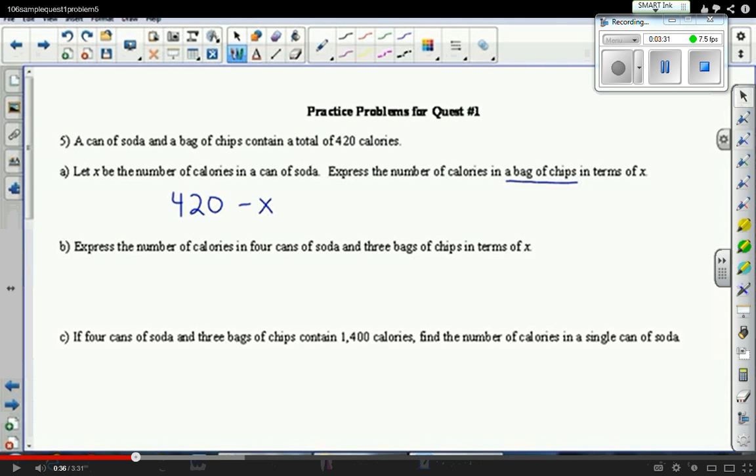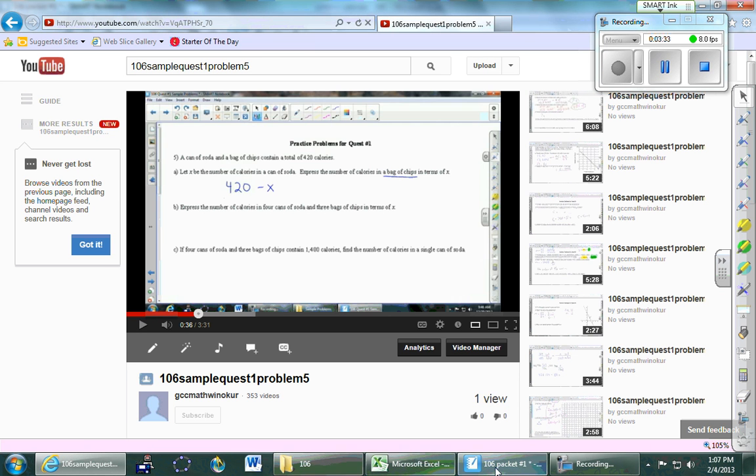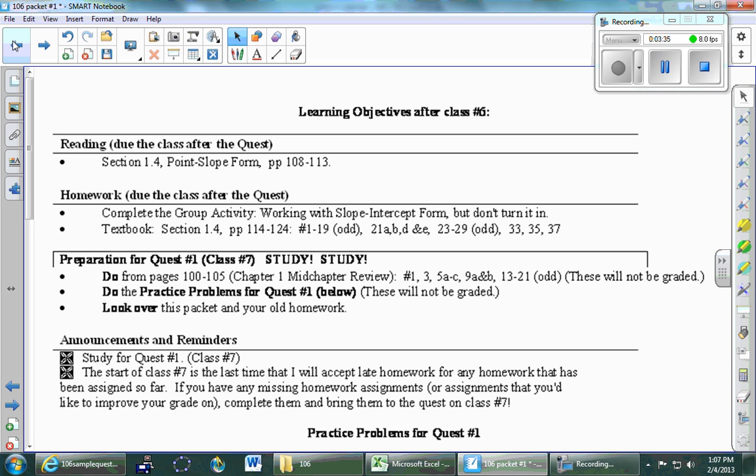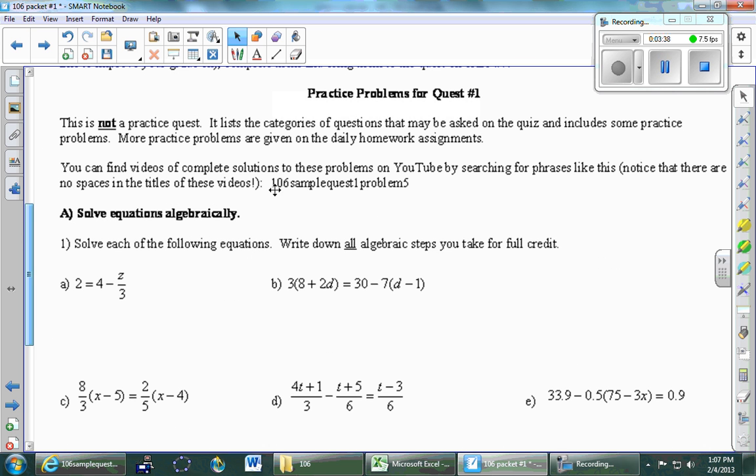It's actually written right in the packet itself. If you're on page 35, you can highlight that phrase right there. That's how you find it. If you put spaces in there, you won't find it. If you type my name, you won't find it. You have to type that. Yes, Katrina.